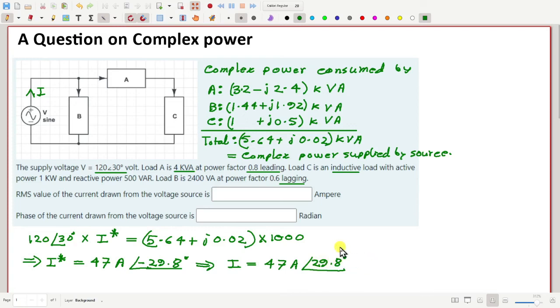The question asks to find the RMS value of the current drawn from the voltage source, that means this current I, and that is approximately 47 ampere, and the phase of the current drawn from the voltage source will be 29.8 degree. If you convert it into radian, you will get approximately 0.518 radian. That's the answer.